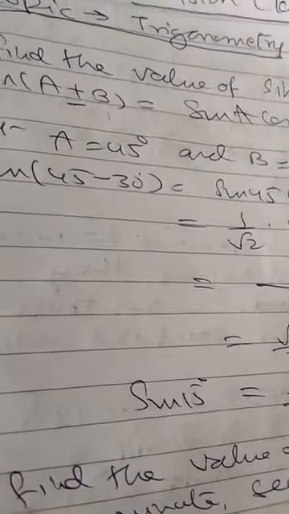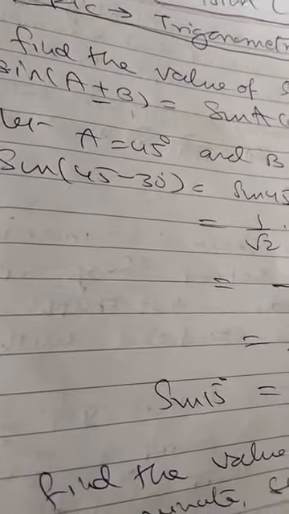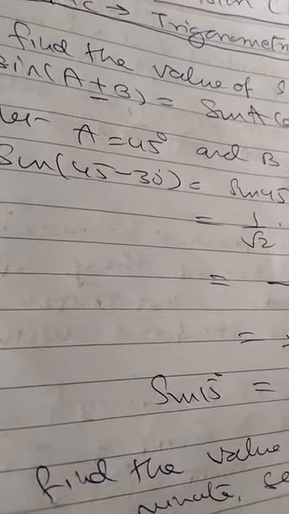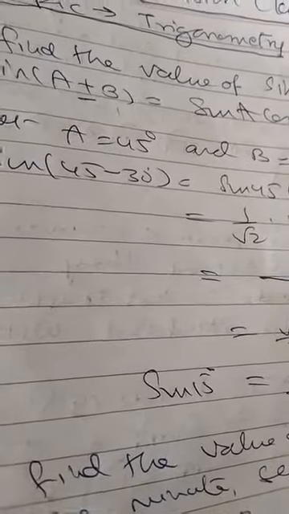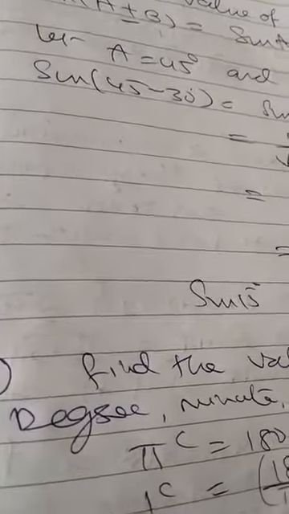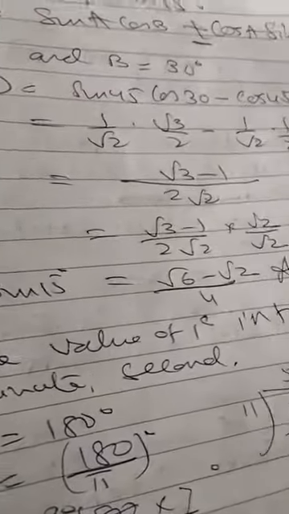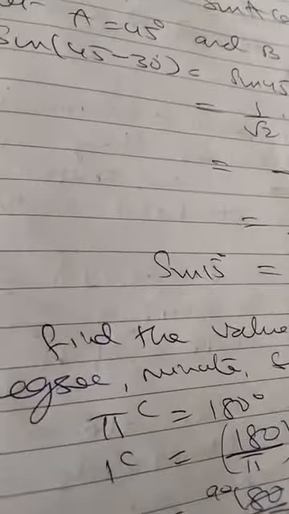In the same way, we can calculate the various values of sin 75 degree, tan 15 degree, tan 75 degree, tan 105 degree and so on. Next question is to find the value of 1 radian in degree, minute and second.